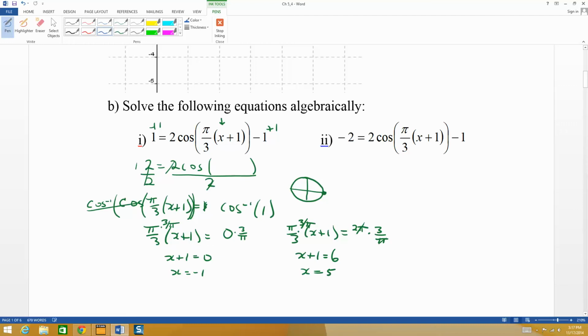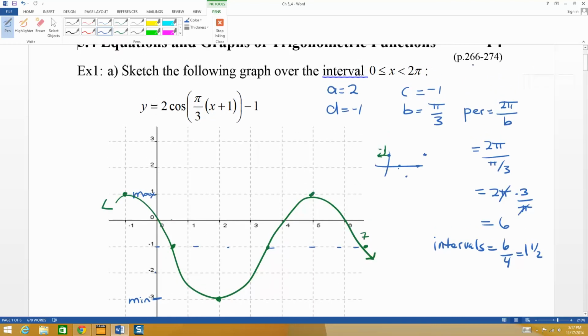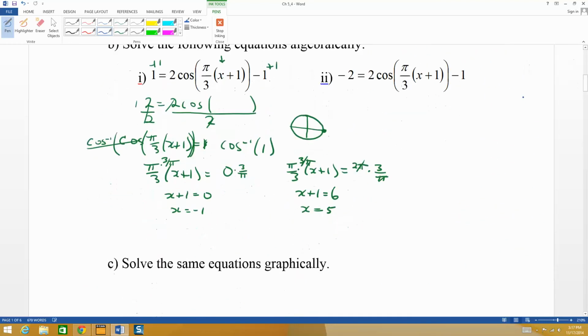The other thing is, you'll notice that if I keep the same domain here of between 0 and 2 pi, my answers should be within that domain. So this is equal to negative 1, so this one here is outside the domain, right?